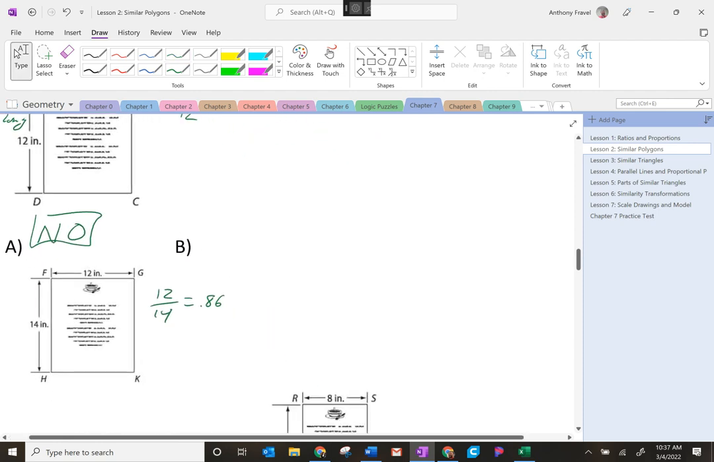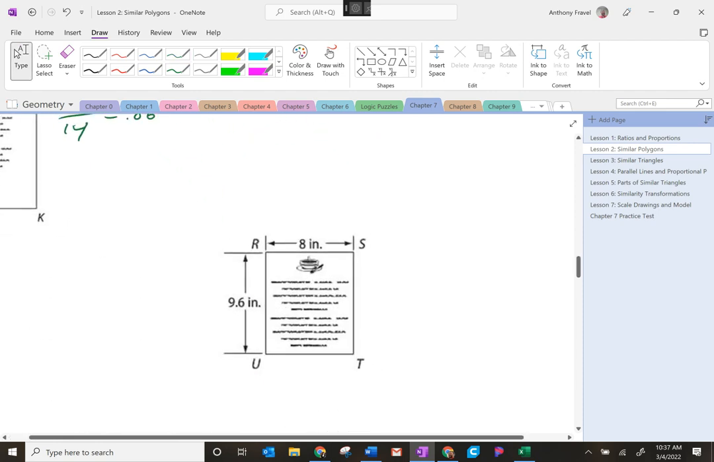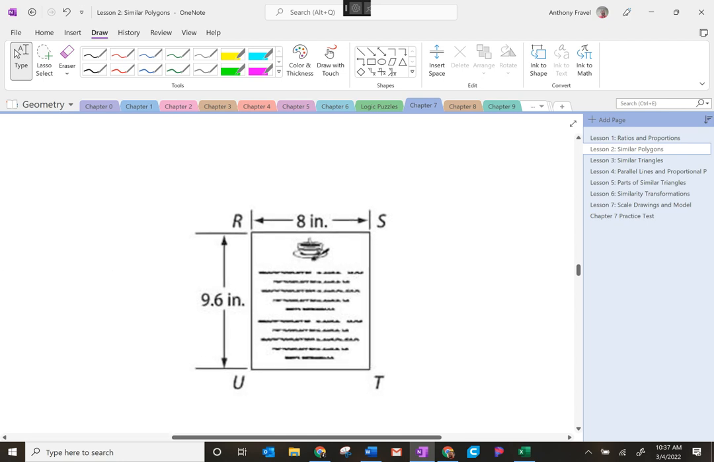Okay, you guys do this one. The next size is going to be 8 by 9.6. You tell me if that one is going to be the exact same as the original.